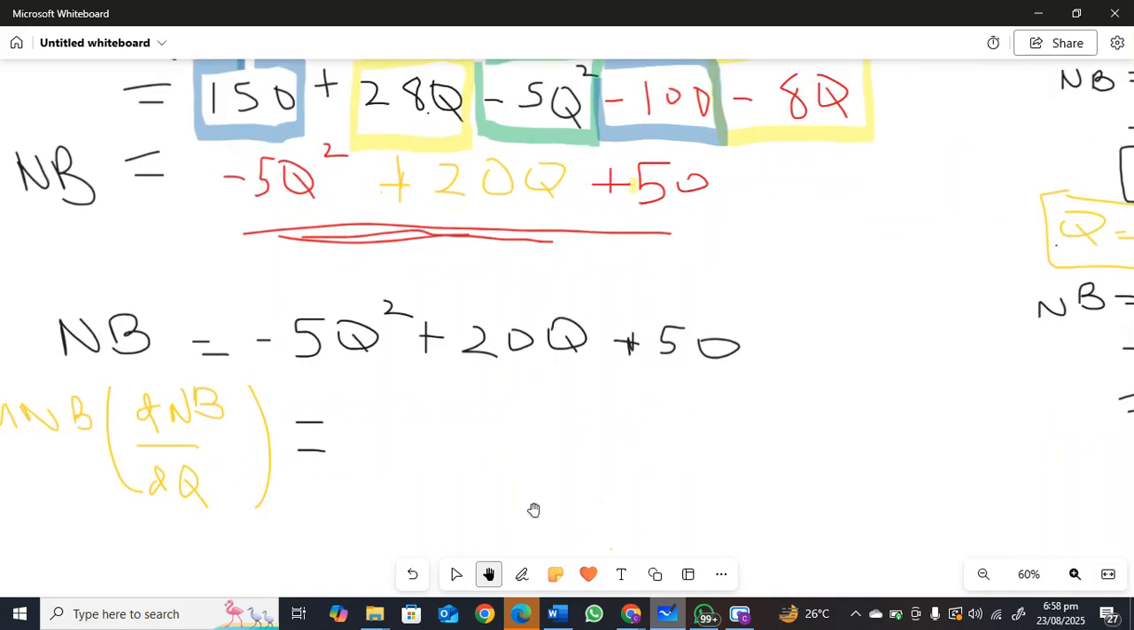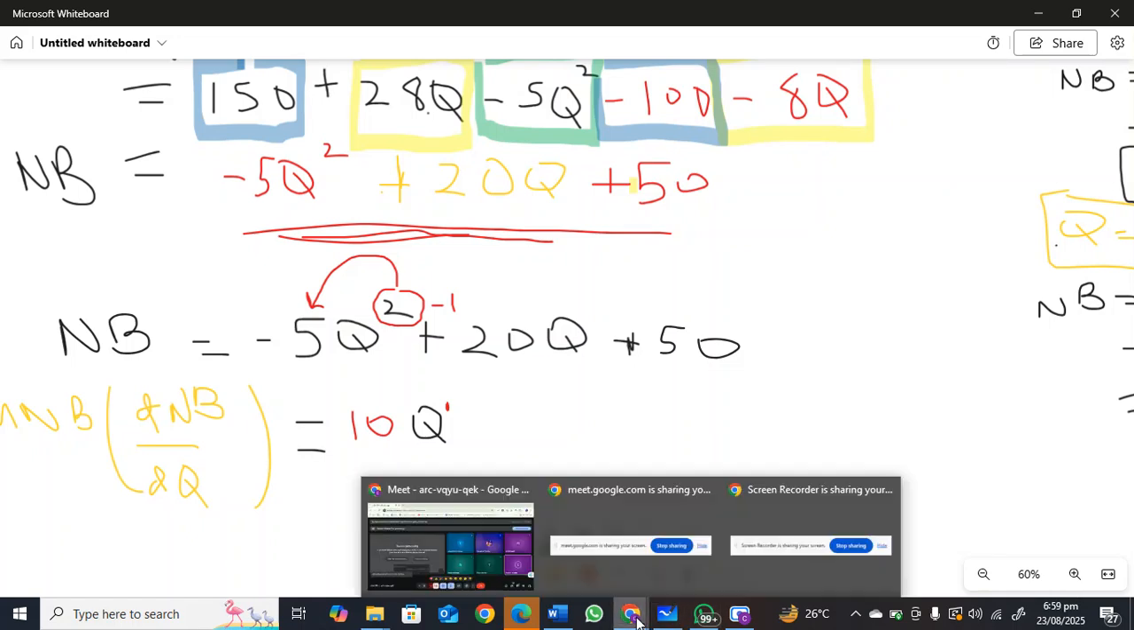Colleagues, remember when deriving, the process is the same, okay? You multiply the exponent, which is this power, with the number in front of the letter, 2 times negative 5, that is 10. Then always you subtract a 1 from the exponent. So 2 minus 1, that's how we get 10q to the power 1. Are we okay with how I've derived there?